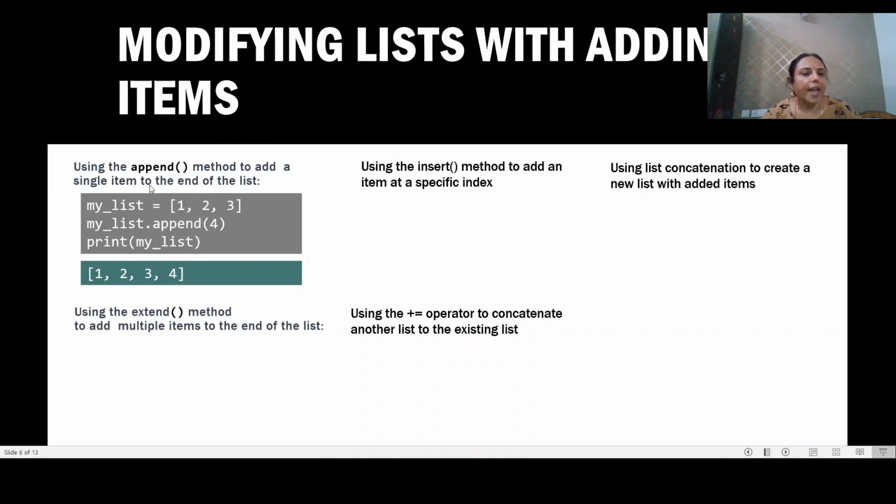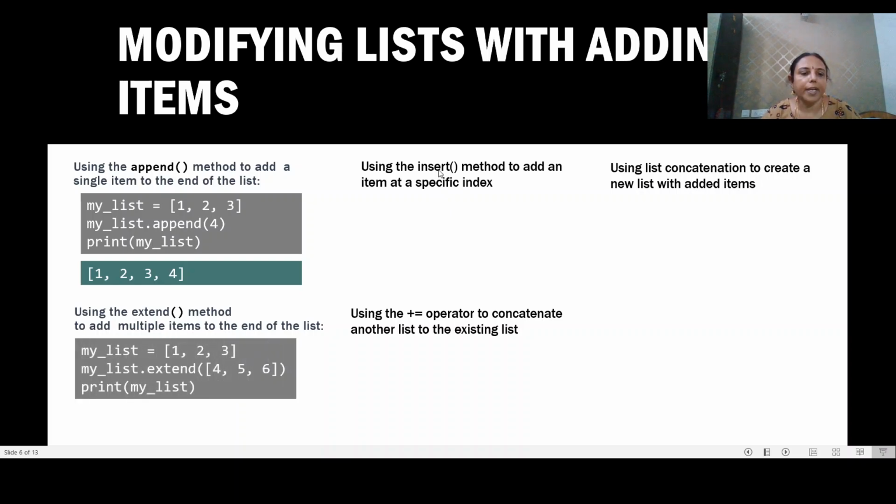Now, it is adding to the end of the list. Suppose you want to add an element in between the elements of the list, then we can go for the insert method, where you have to mention at which index you want to insert the new element. Let us see an example. First, let me explain the extend method, because the append method allows you to add a single item to the end of the list. What is the case if you want to add multiple items at the end of the list?